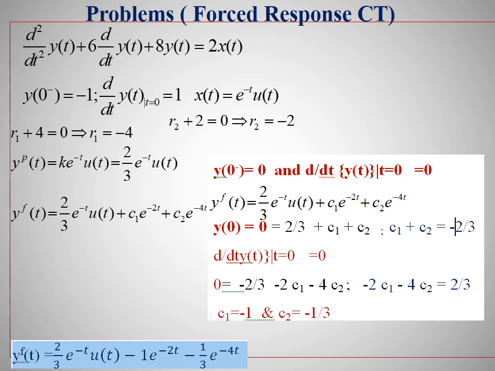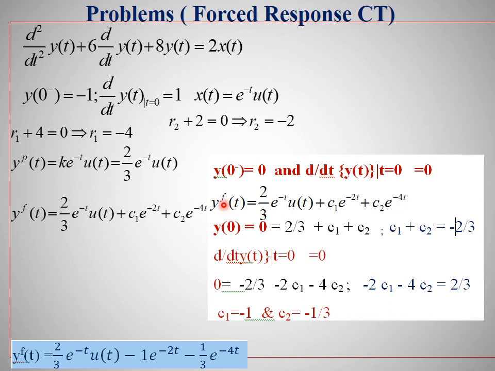In order to consider the forced response, one of the major things that we need to consider is that the initial conditions need to be considered to be 0. That means y of 0 minus is going to be equal to 0, and d by dt of y of t at t equal to 0 is going to be equal to 0. Thus, yf of t is going to be equal to 2 by 3 e power minus t u of t plus c1 e power minus 2t plus c2 e power minus 4t.